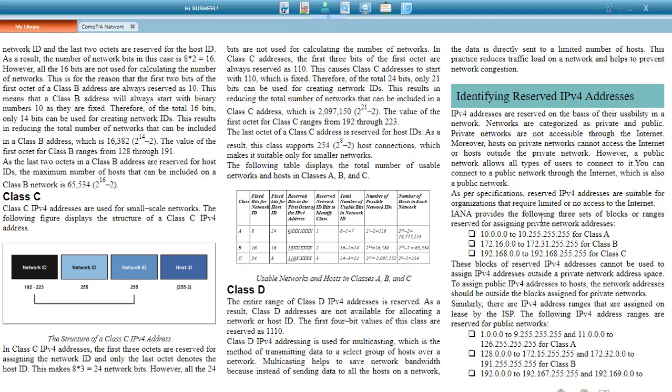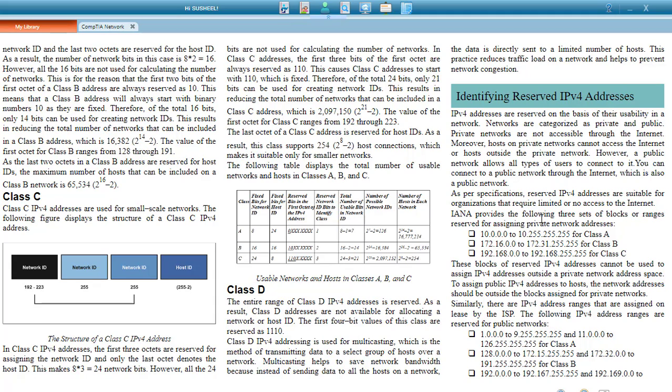In Class C IPv4 addresses, the first 3 octets are reserved for assigning the network ID and only the last octet denotes the host ID. This makes 8 * 3 = 24 network bits. However, all the 24 bits are not used for calculating the number of networks.